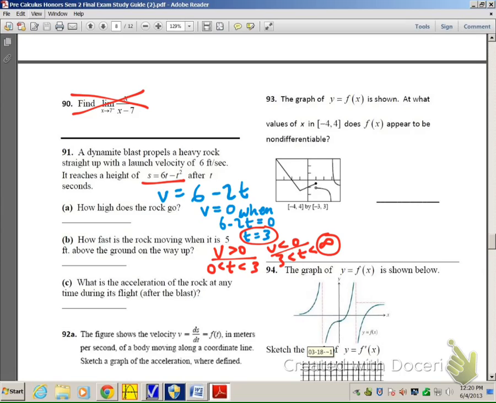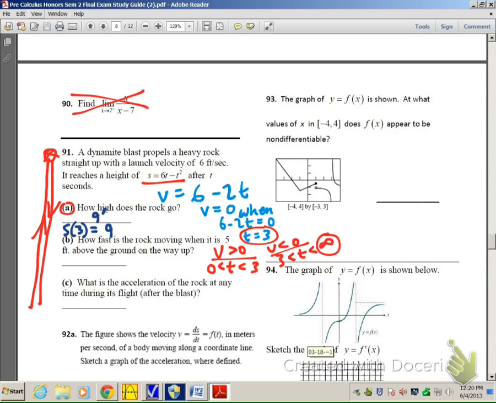How high does the rock go? Well, we know that at t equals 3, the rock is at its highest point. The velocity is positive on the way up and negative on the way down. Part A is asking how high the rock goes. In other words, what is the position of the rock when t is equal to 3? We get that by finding s, the height of the rock at time t equals 3. 6 times 3 is 18, 18 minus 9 is 9. So 9 feet is how high the rock went.